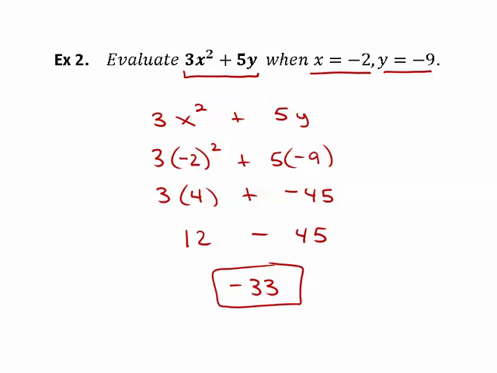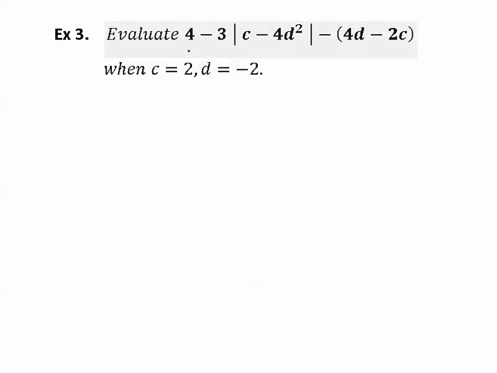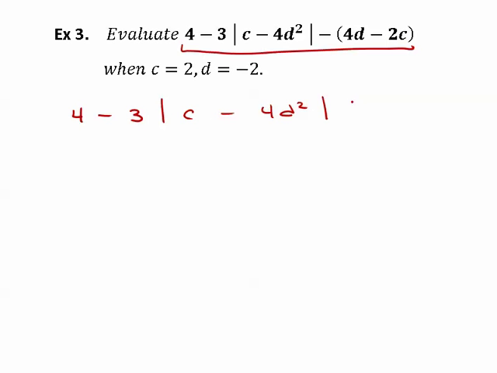Next, example number 3. This time the expression that we're looking at is quite lengthy. There's a lot of stuff up here. So this is the expression, and they give us the value of c being 2, d is negative 2. Let's write down the expression, 4 minus 3. Again, I'm going to spread stuff out a little bit. One thing we need to be careful of here is in the middle part of the expression we have absolute value symbols, and then on the end we actually have parentheses. So you have to understand the functionality and how to work with absolute values.